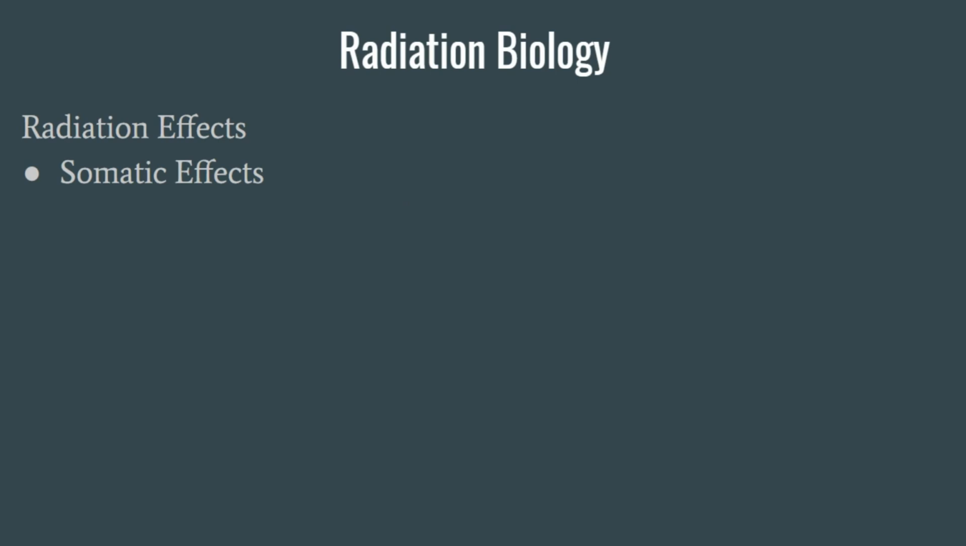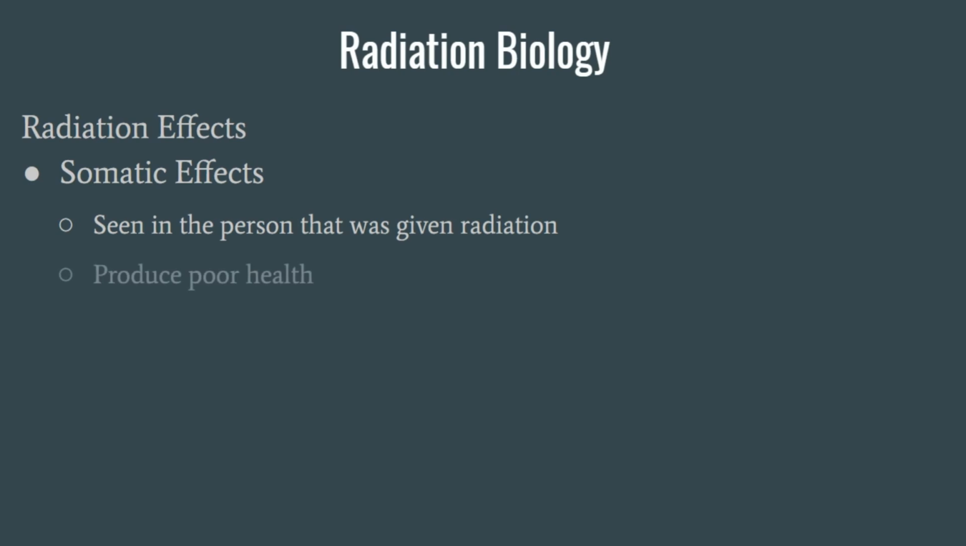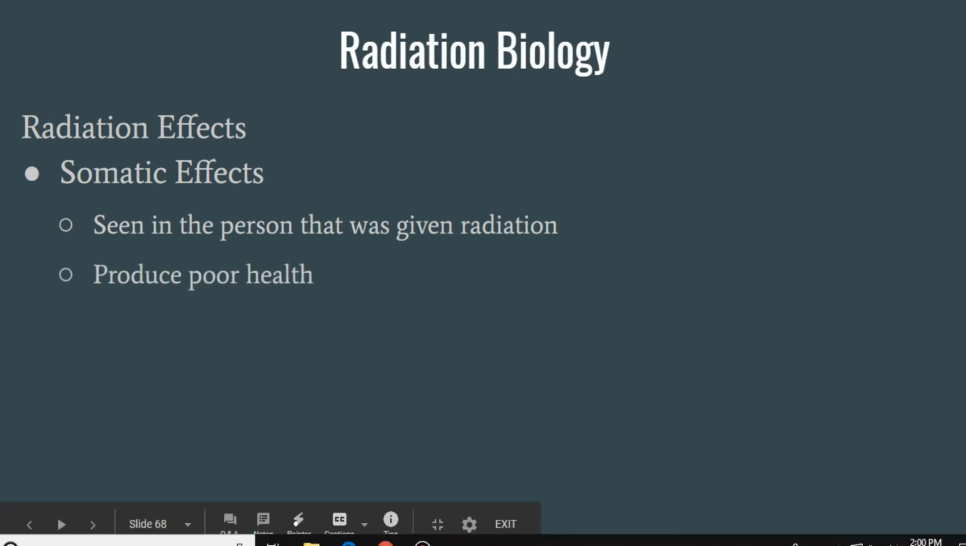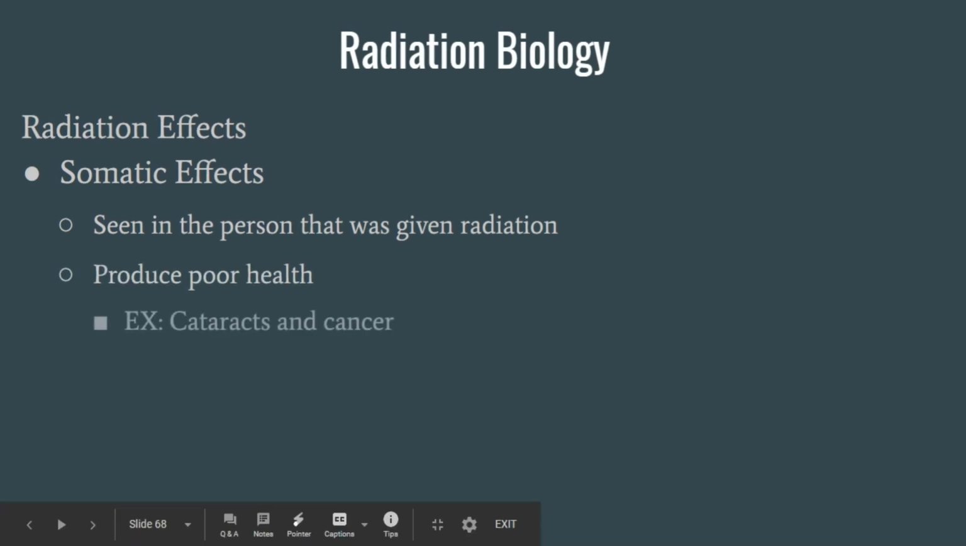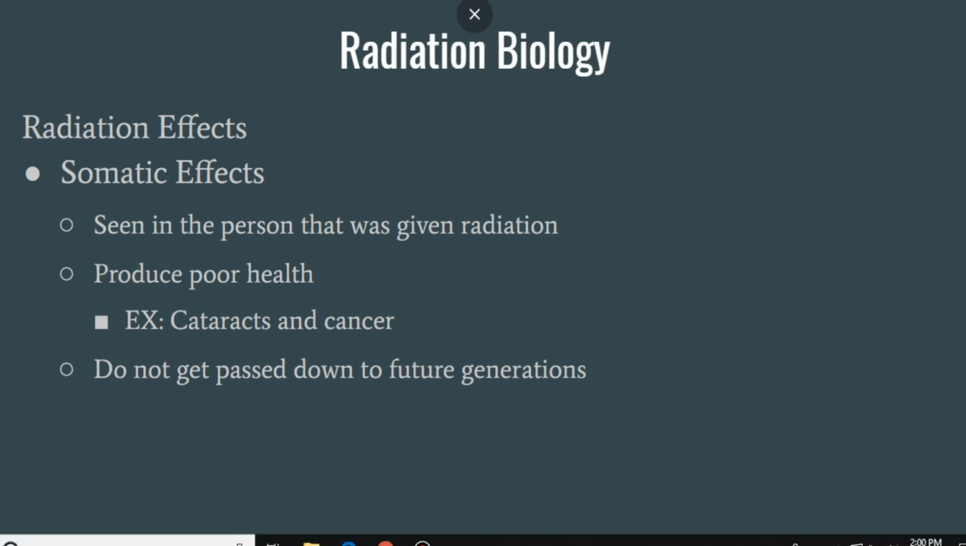Two types of cells means we have two types of different effects. The first is going to be somatic effects. These are going to be seen in the person that was given radiation. These effects will produce poor health, such as cataracts and cancer, but they do not get passed down to future generations. So it stops with the person that received the radiation.